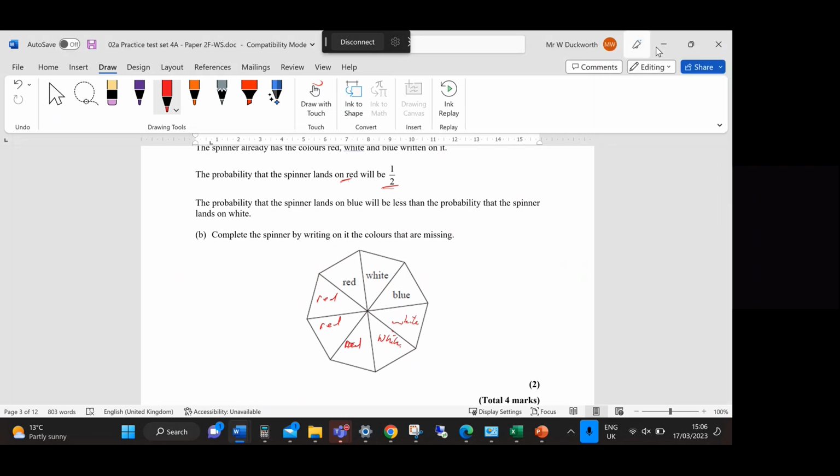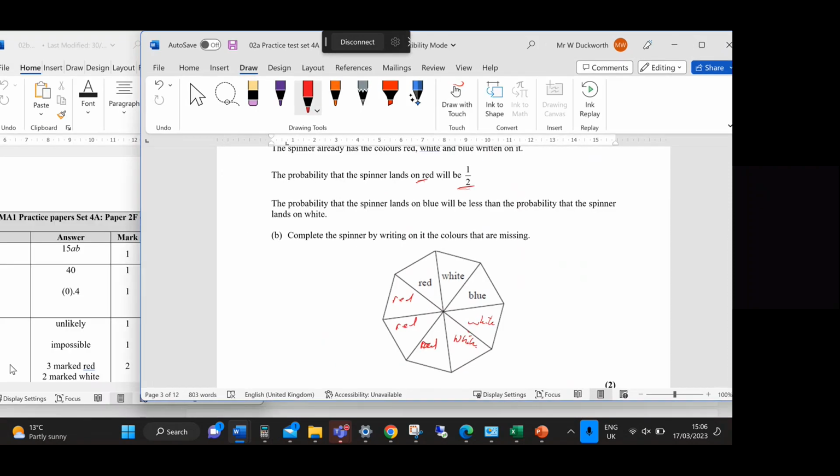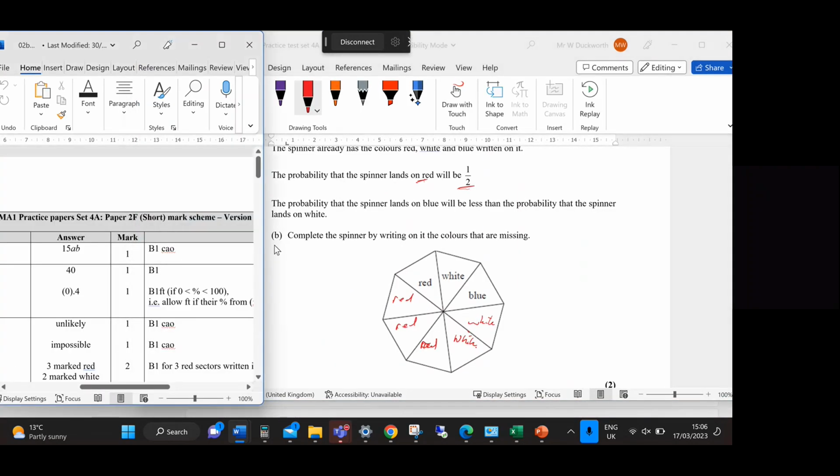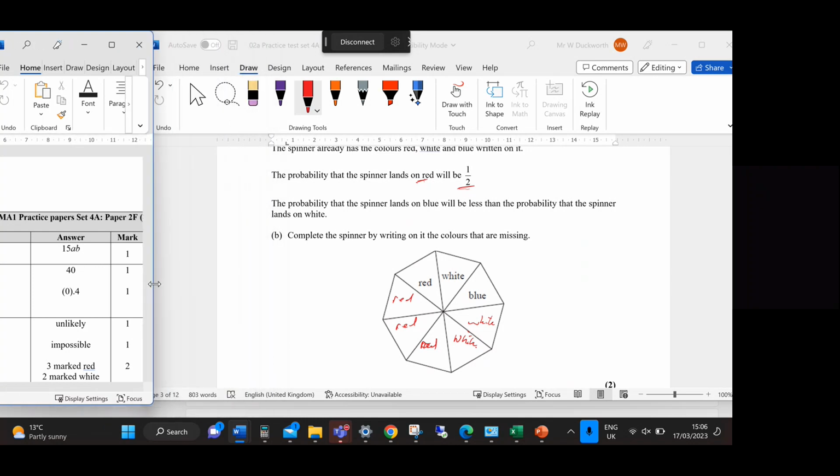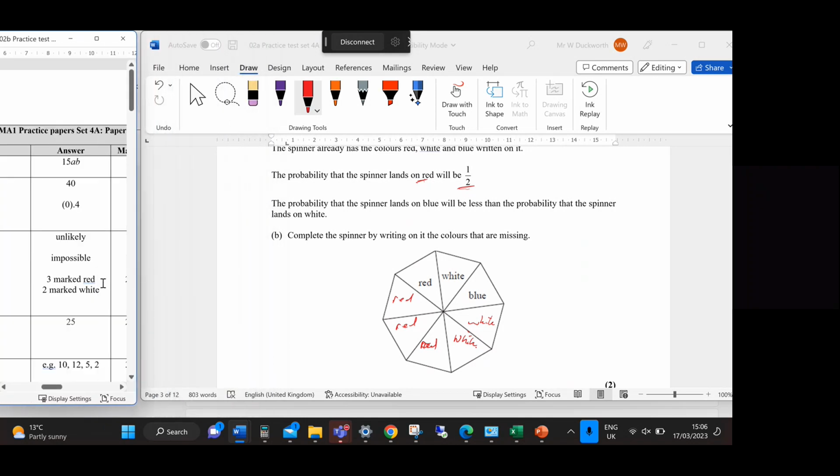That's not going to let me do that. Right. So let's have a look. Just trying to get these pages aligned so I can actually look at one and write on the other. It's not working very well.